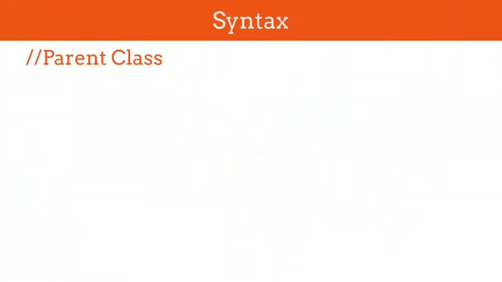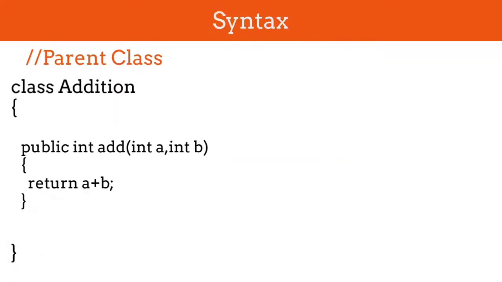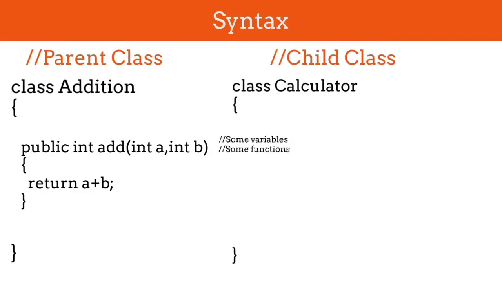First, let's define the parent class called addition. We will define a method that will take two arguments and return its addition. Now let's define the child class calculator. Its syntax will be like a normal class and it will have methods like a normal class. Now we have defined both the classes.